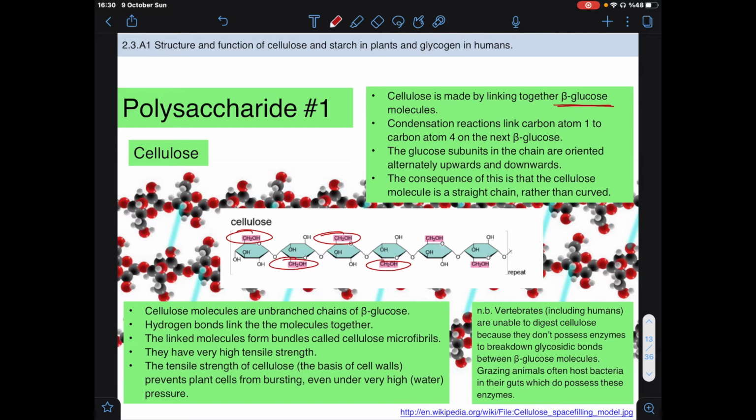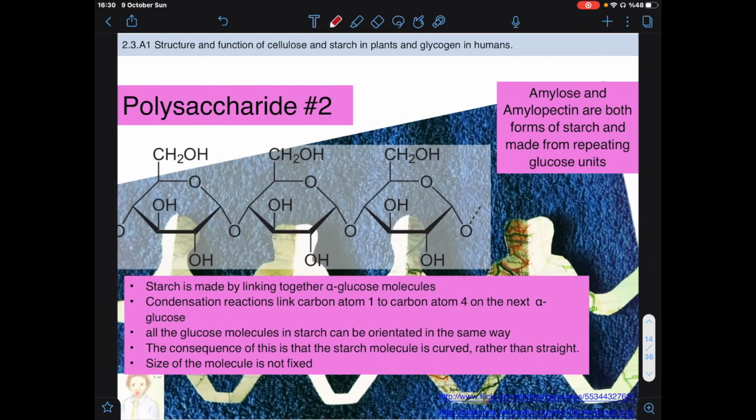So this gives cellulose high tensile strength. And the tensile strength prevents the cells from bursting under very high pressure. And this is why cellulose is a very important part of cell walls in plants. Moving on to the next polysaccharide, which is starch.